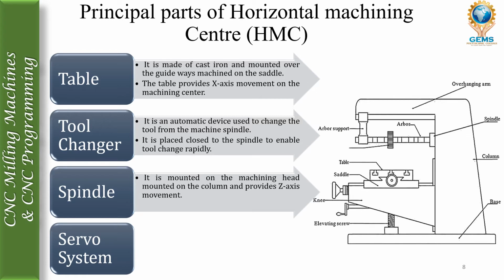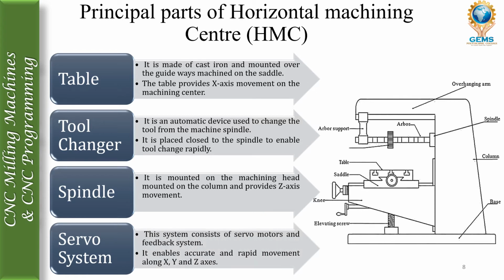Then comes the servo system. This servo system is one of the important systems in any type of CNC machine. This system consists of servo motors and a feedback system, so it enables accurate and rapid movement along the X, Y, and Z axes. The servo system controls all the movement of the saddle, table, and spindle in the X, Y, and Z directions.